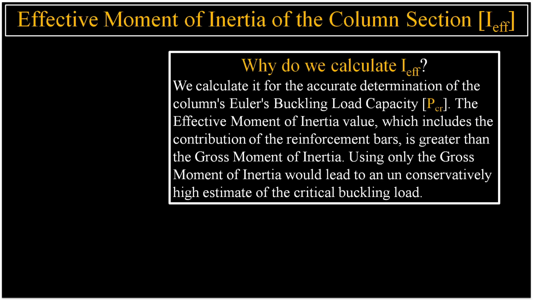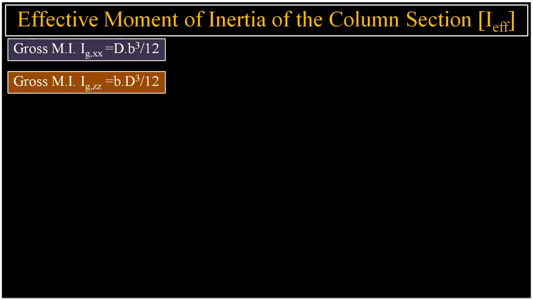The effective moment of inertia value, which includes the contribution of the reinforcement bars, is greater than the gross moment of inertia. Using only the gross moment of inertia would lead to an unconservatively high estimate of the critical buckling load. Gross moment of inertia, Ig.